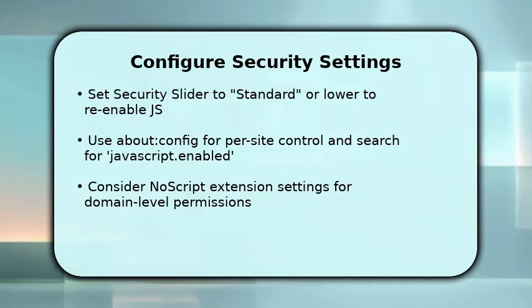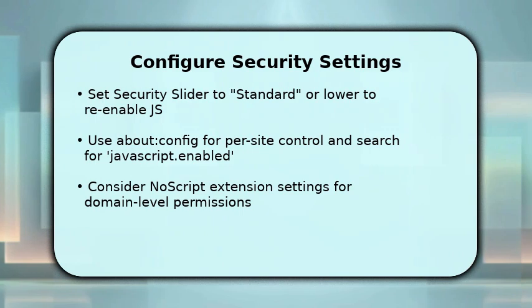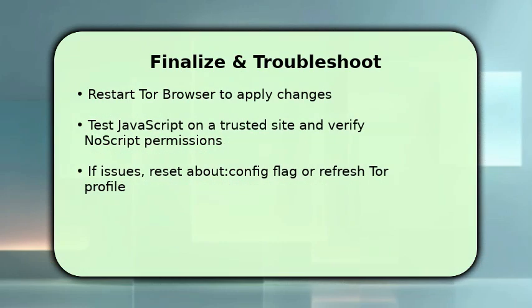To avoid global exposure, open NoScript and grant permissions only to specific domains you trust. Make sure to test a single site first so you can confirm functionality without broadly increasing risk. Finish by restarting Tor Browser so all configuration changes take effect.